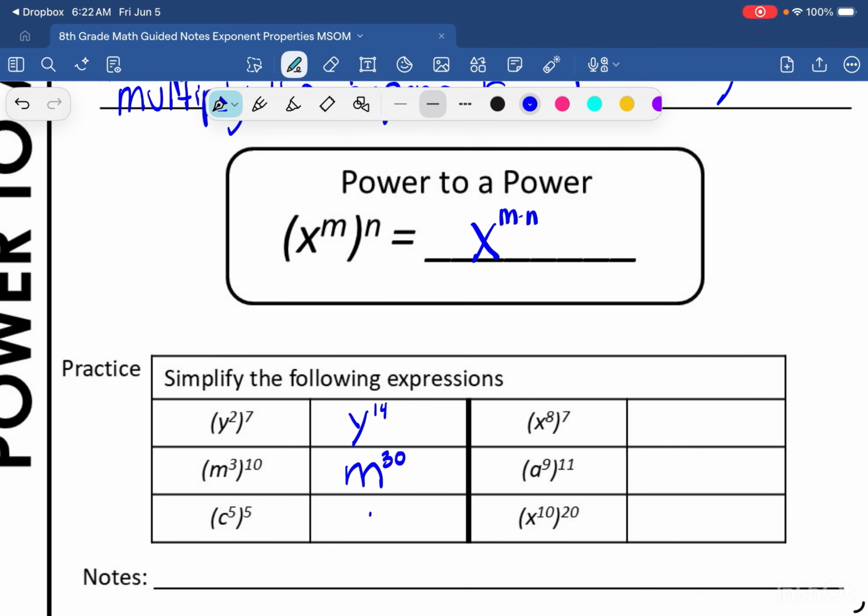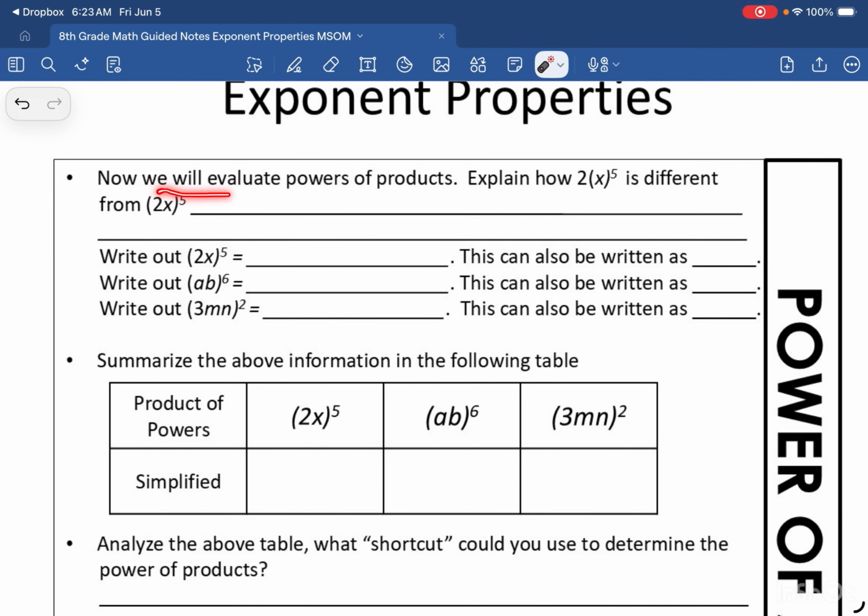C to the 5th to the 5th is c to the 5 times 5, which is 25. X to the 8 to the 7th is x to the 8 times 7, or x to the 56th. A to the 9th to 11th is a to the 9 times 11, which is 99. And x to the 10th to the 20th is x to the 10th times 20, which is x to the 200th. Now we will evaluate powers of products.